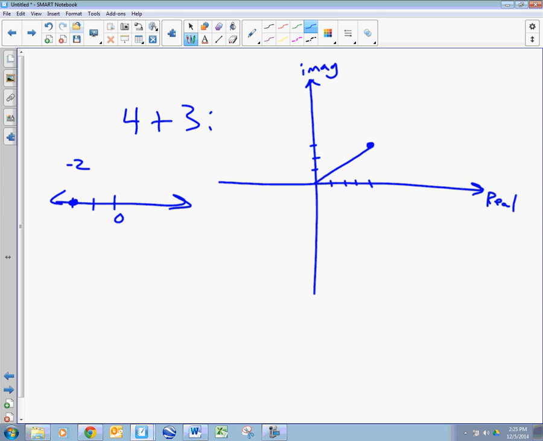But watch this, okay? If I ask you the absolute value of 4 plus 3i, think about here. You said the distance away from 0, right? The distance away from the origin. So use Pythagoras theorem. Absolute value of that is 5. Isn't that cool? Is that awesome?